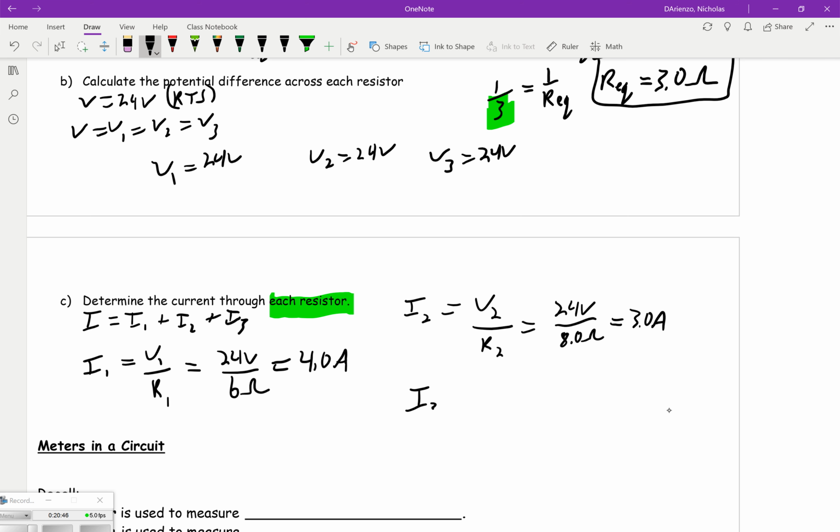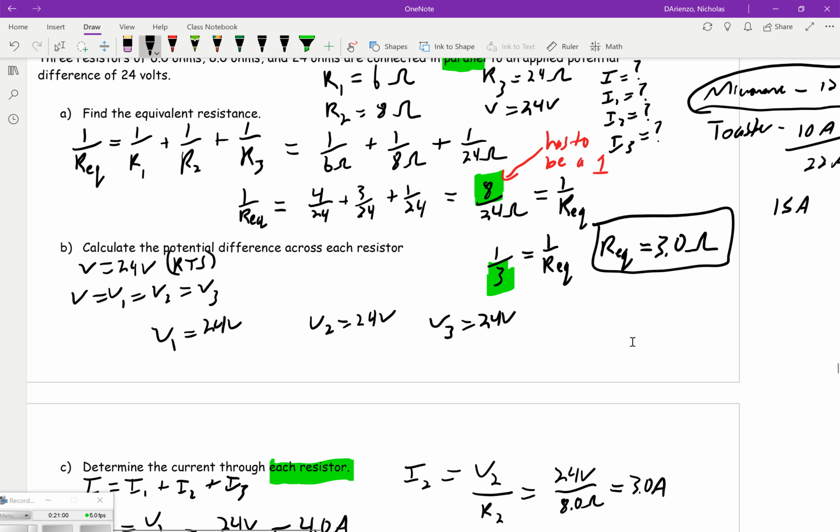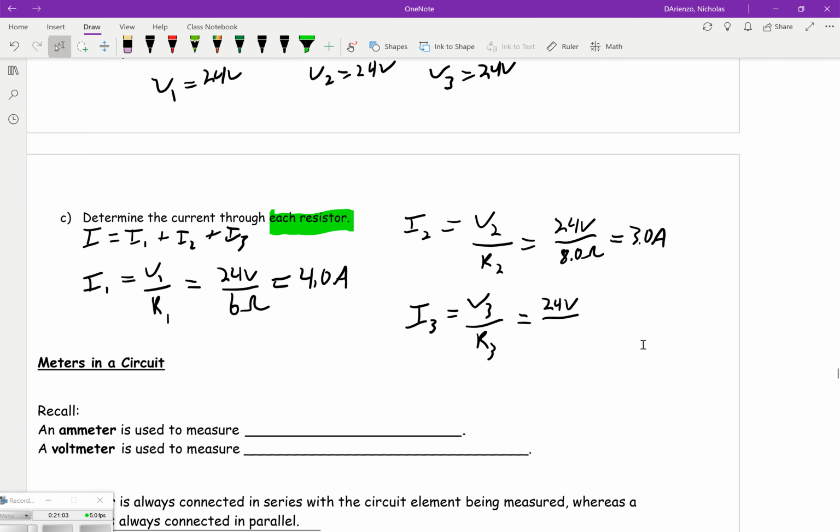The current flowing through I3 will be the voltage and the resistance of R3. Still the same here, 24 volts. And this last one here, what did you say it was? 24 ohms? Is 24 ohms. And this comes out to 1 amp. So now the total current here is the sum of all of the currents, which is a total of 8 amps.